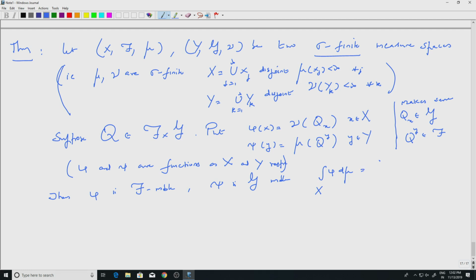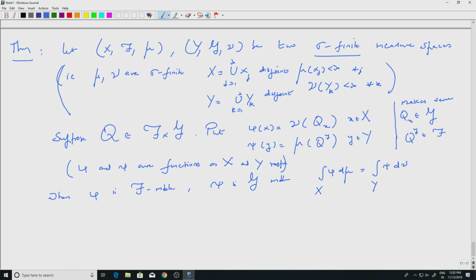This is the same as the integral over Y of psi d nu, because psi is measurable with respect to script g, and nu is a measure on script g. So the integral makes sense, these are positive functions, and they are equal. Okay, so that is the statement. So this defines the product measure. I will comment on that later, but I hope the statement is clear, but let me repeat.